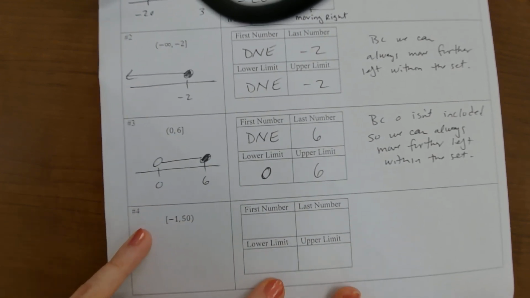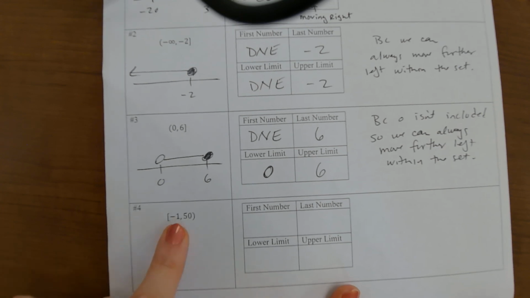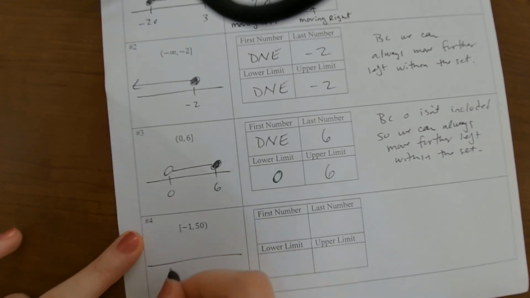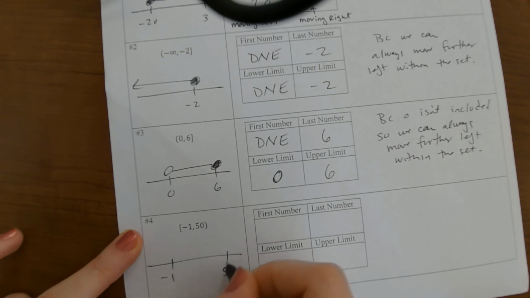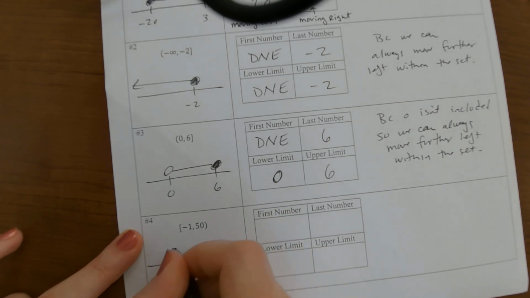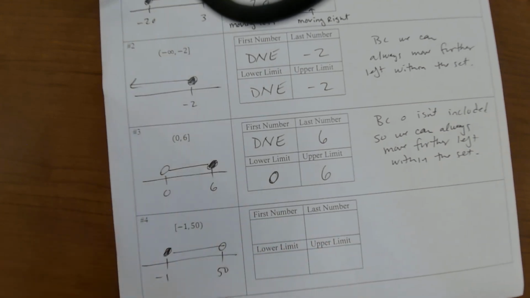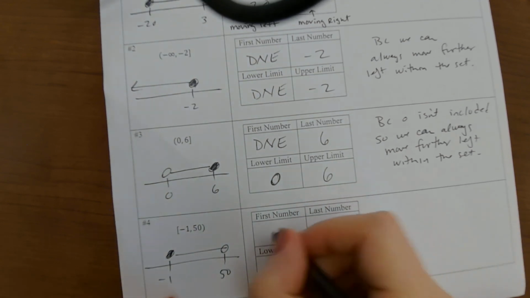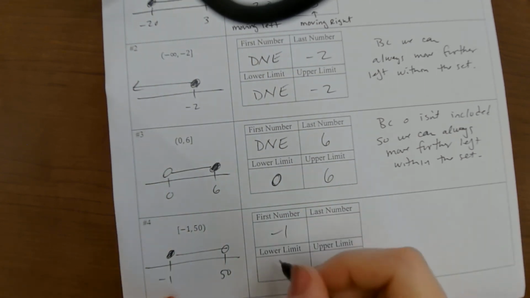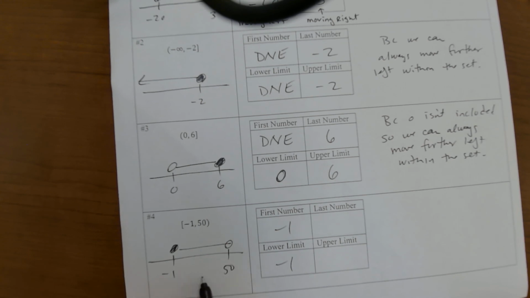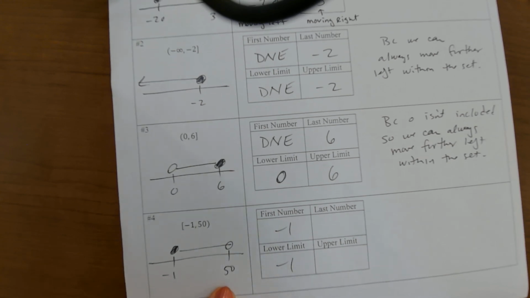Alrighty, and now this very last one, guys, you could stop the video here if you want. These notes are provided in the packet, but this is very similar. I'm just, -1, 50, including, not including. Okay, the first number leftmost is -1. Lower limit also -1. Moving left, I can get closer and closer to -1, but I can't pass it and remain within the set.